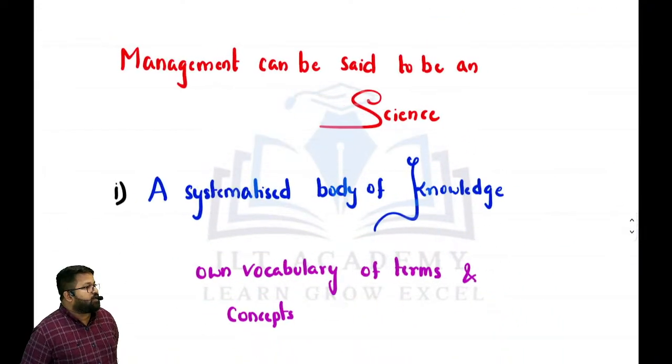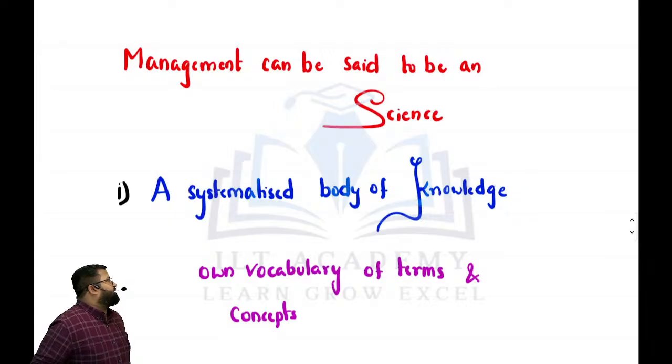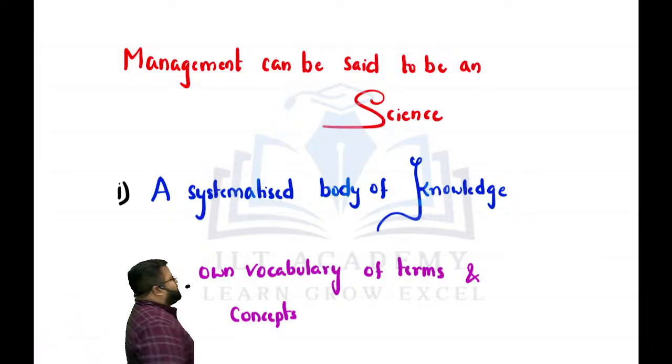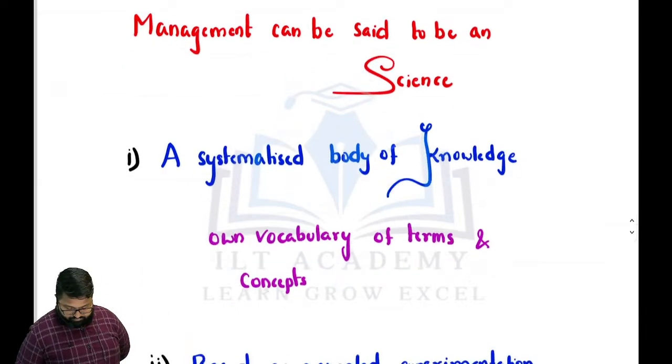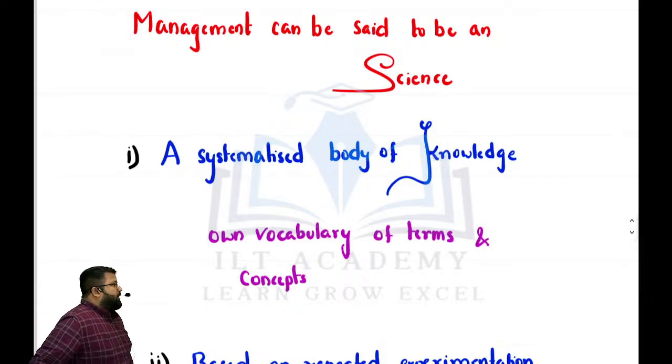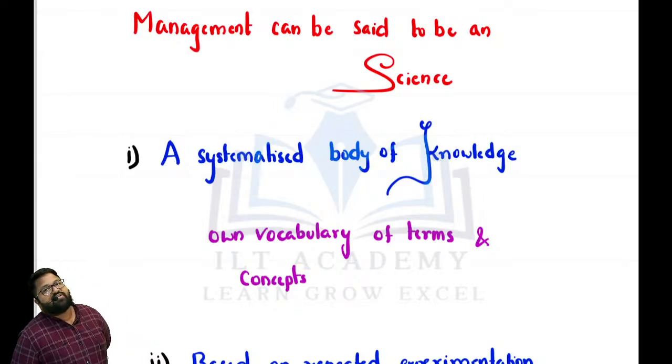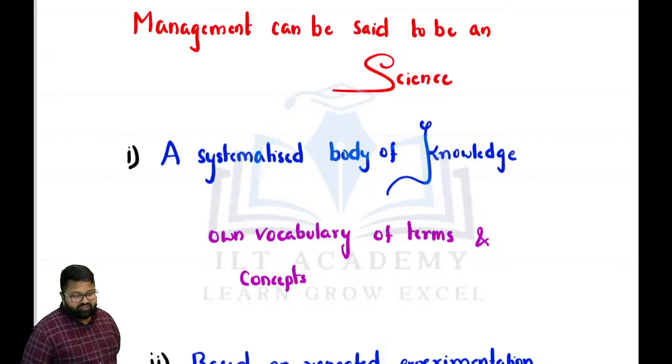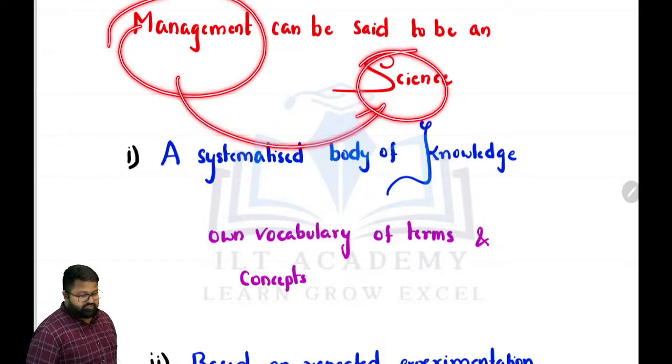So we can conclude that management can be said to be a science. For the first reason, in science, different terms like force, gravity, mass, weight, different principles are there. In the same way, we are also having different terminology. For that reason, we can conclude that management is a science.